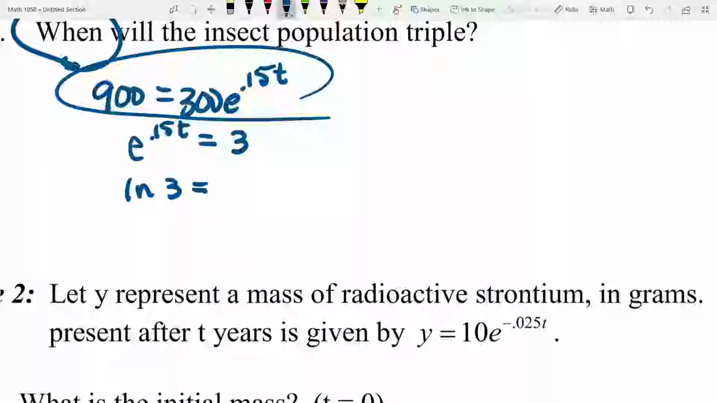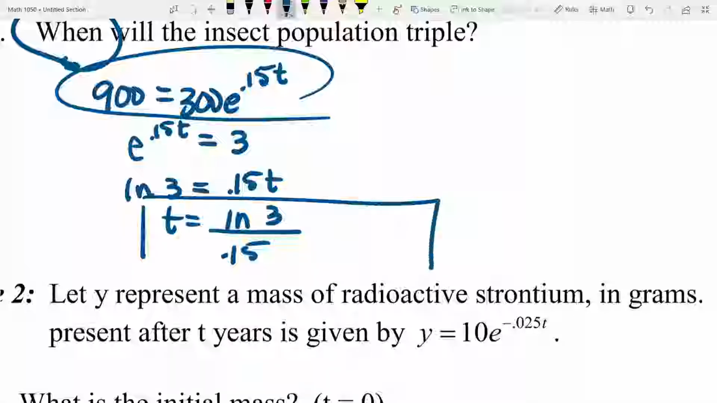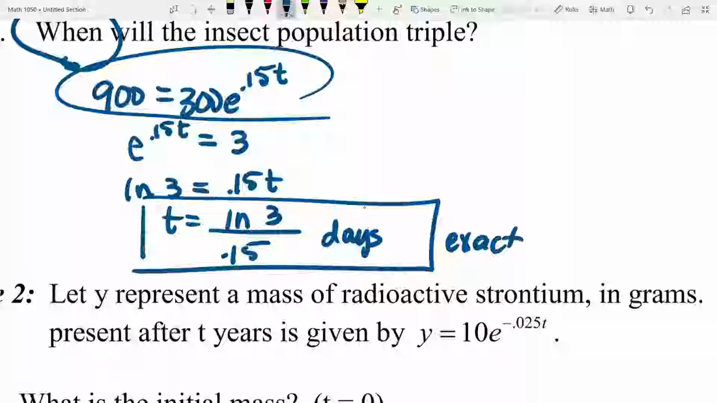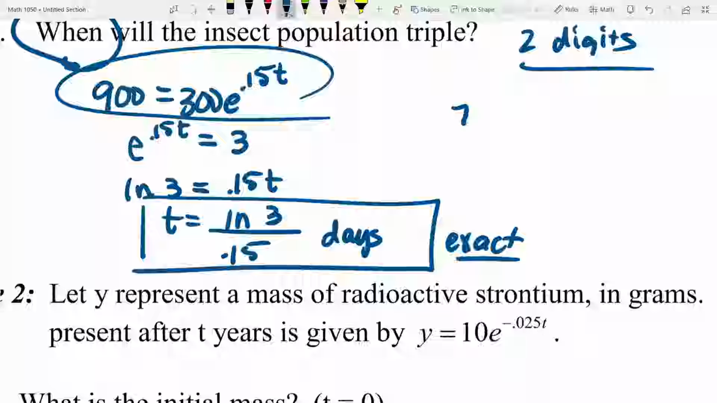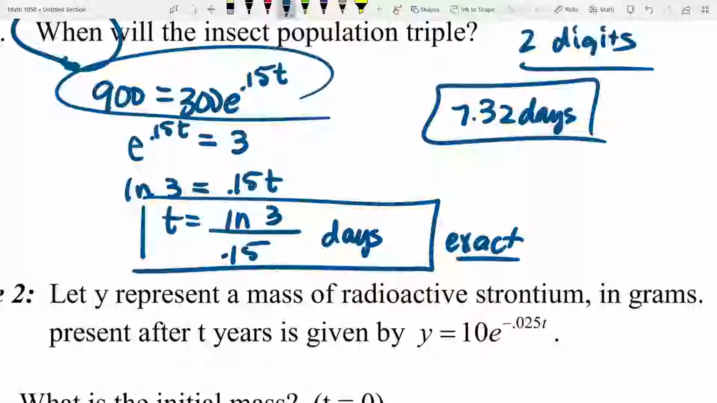Log base e of 3, that's ln 3, is 0.15t. To solve, you divide. So it's ln 3 divided by 0.15. That is my exact answer. And this is days. So if they ask you to write it in exact form, that's your exact form. If they tell you to round it to 2 digits, then let's do that, okay? Grab your calculator. Don't clear it once you do this. ln 3, close it off, divided by 0.15, hit enter. So it would be 7.32 days.